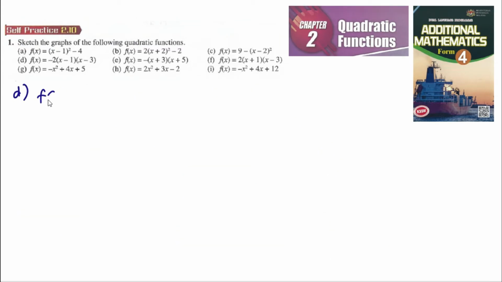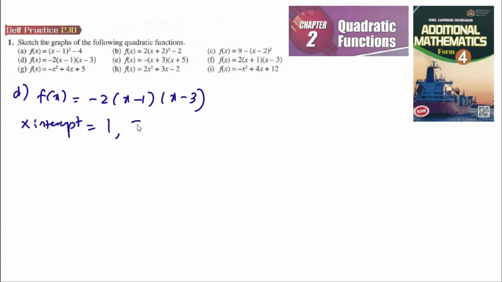So (d) f(x) is equal to negative 2(x minus 1)(x minus 3). So we can see here, the x-intercept is equal to 1 and 3. So x minus 1 equals 0, x is equal to 1; x minus 3 equals 0, x is equal to 3. So we get the x-intercept already.